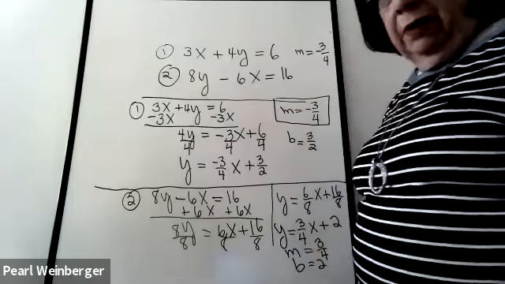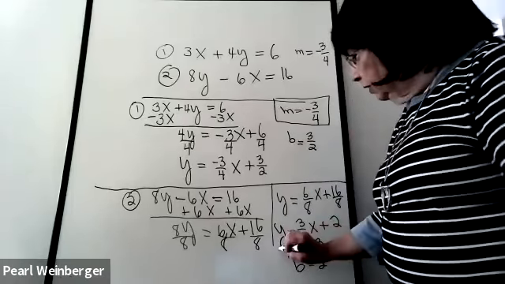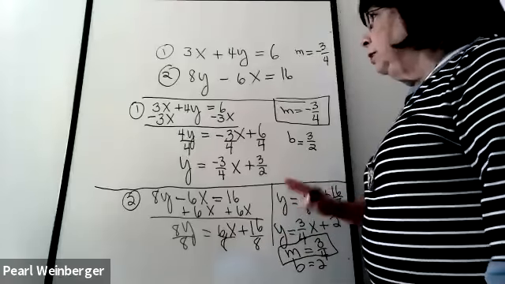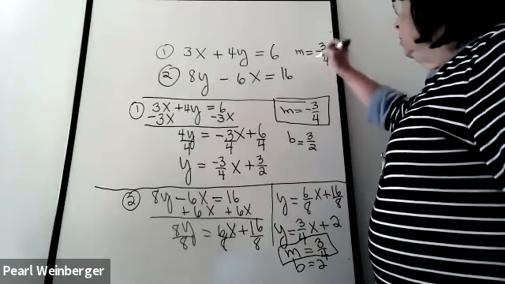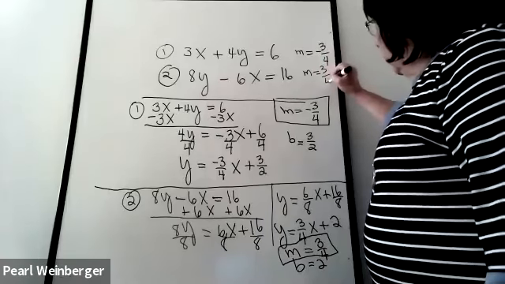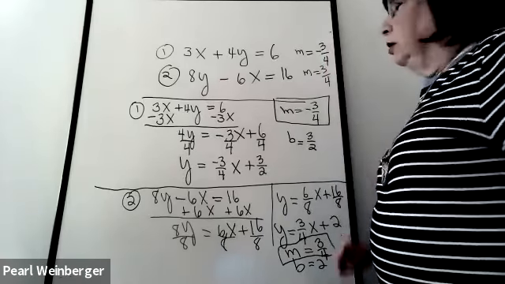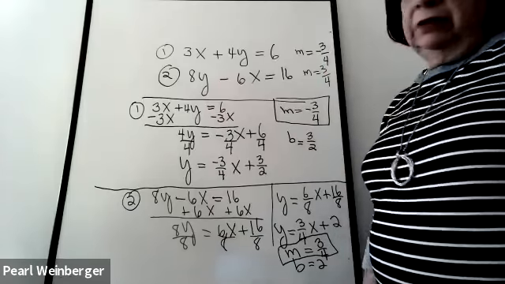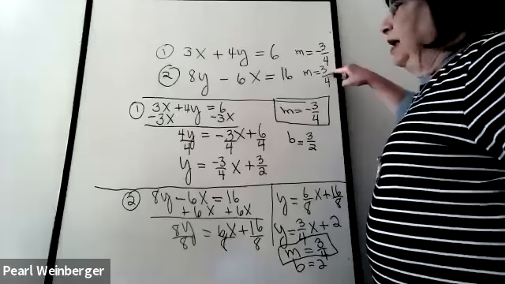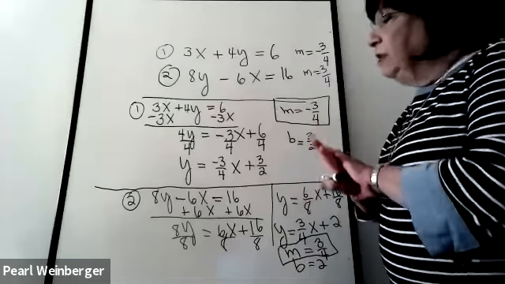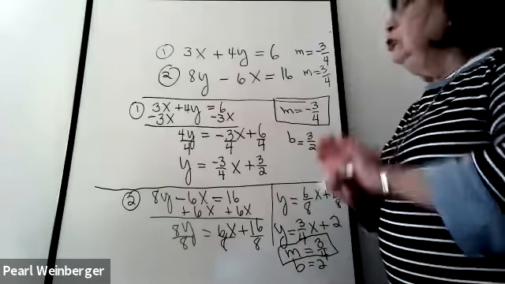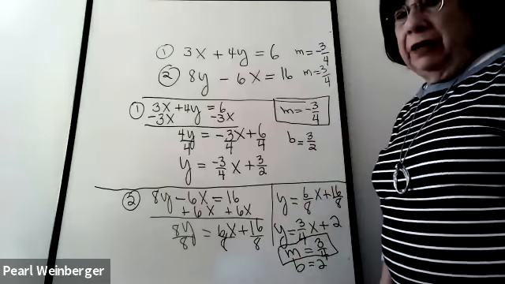Now again, what am I interested in? I'm interested in the slope because I want to know if the lines are parallel, perpendicular, or neither. So I just look at the slope. The slope here is 3/4. And I compare these two slopes. Are they the same? They look almost the same, but this is -3/4 and this is +3/4. They have to be identical, same number, same sign. No, they're not the same. No, the lines are not parallel.